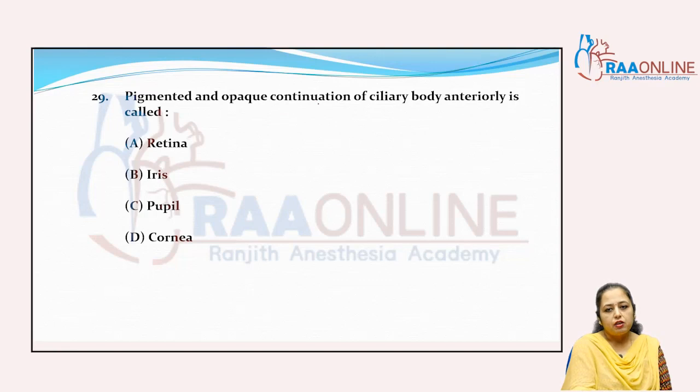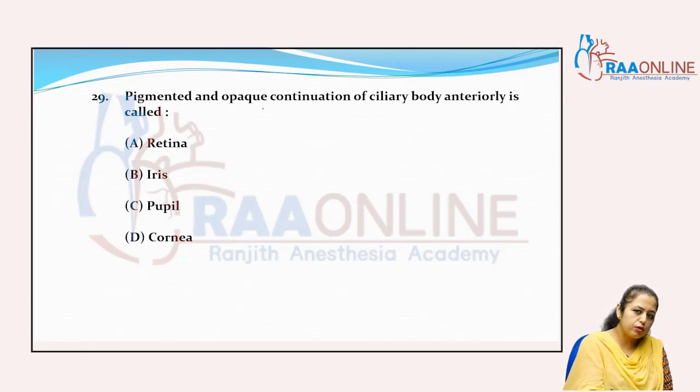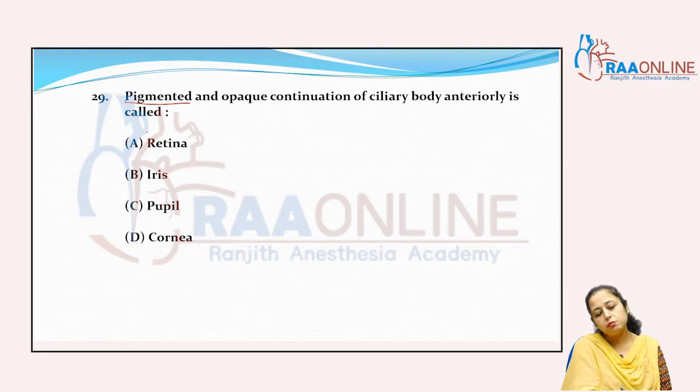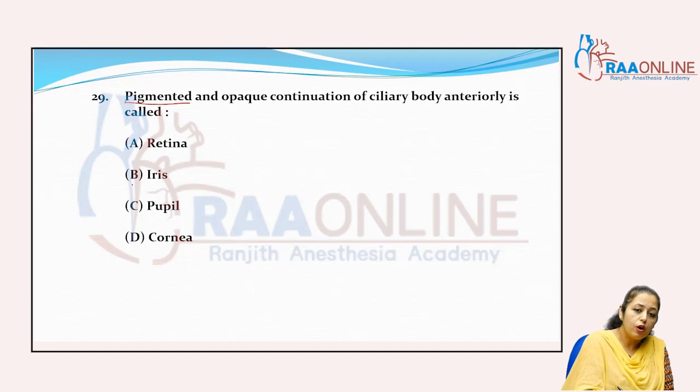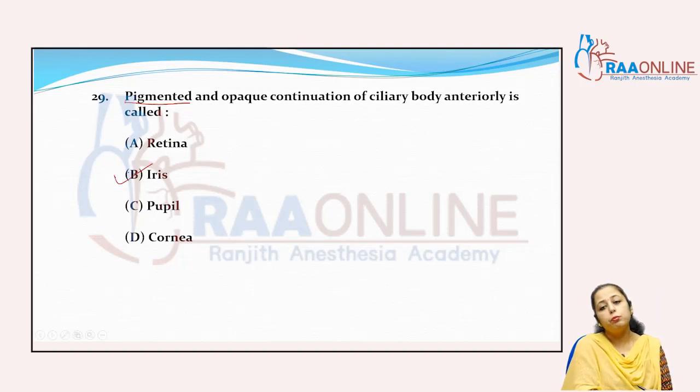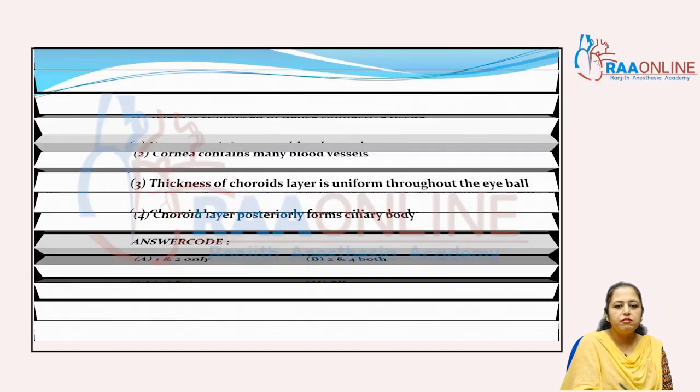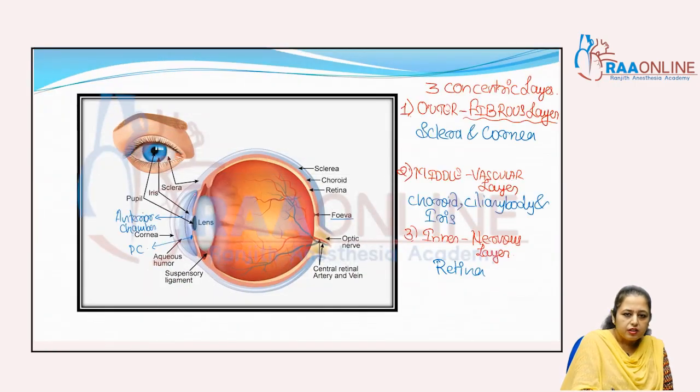Pigmented and opaque continuation of the ciliary body anteriorly is called the iris. If you don't have the idea of opaque continuation, then just focus on pigmented, that is related with the iris, right? So the iris is the pigmented and opaque continuation of the ciliary body, which is anteriorly called. See here, that is the opaque and anterior continuation of that ciliary body, right?